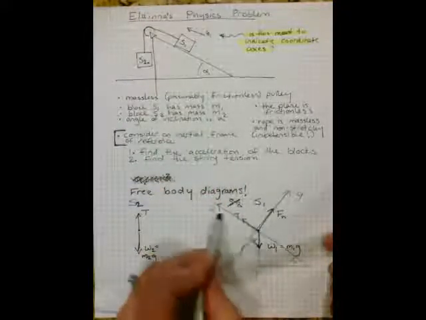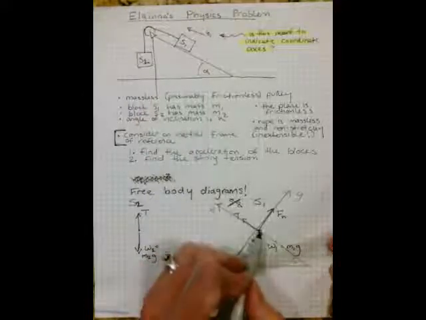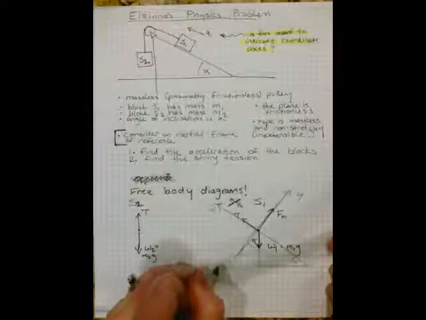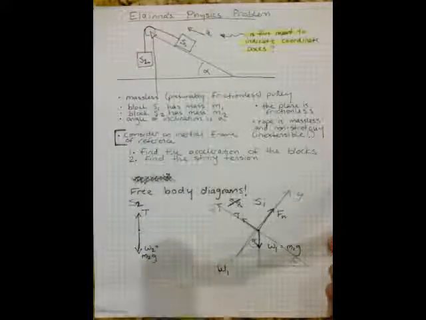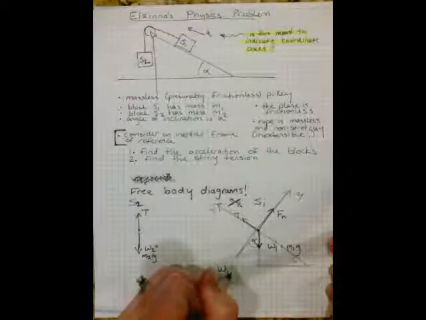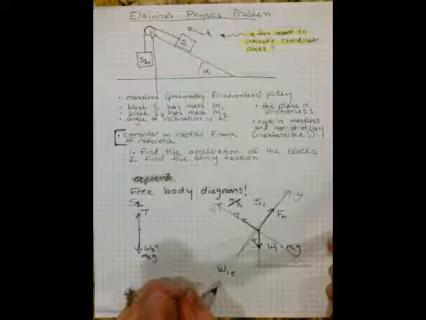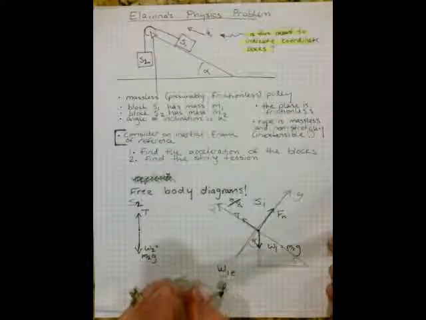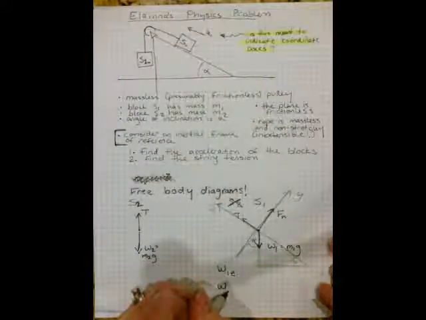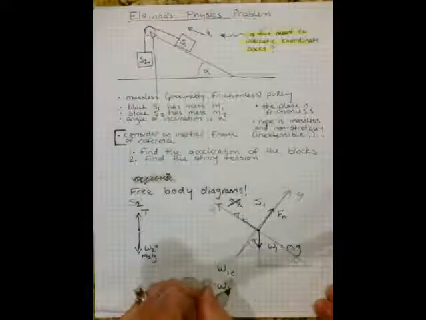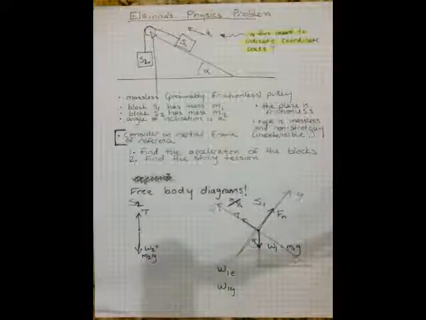So the tension is in the z direction, done. The normal force is in the y direction, done. But I need to talk about the component of my weight vector, weight 1, that's in the z direction, and it's actually in the negative z direction, and that's cute, W1z. And then I need to talk about the component of my weight vector that's perpendicular to the plane, so we just call it W1y, right?